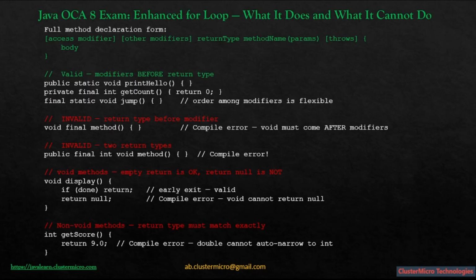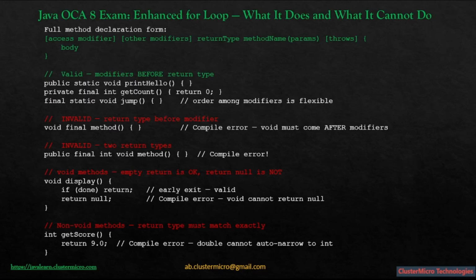For void methods, you can use a simple return statement to exit the method early. This is often used in guard clauses to stop execution when certain conditions are met. However, you cannot return a value such as null from a void method. For void methods, an empty return is okay, return null is not. Like void display with an early exit return is valid, but return null will be a compile error. Void cannot return null.